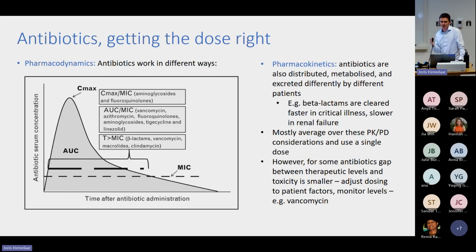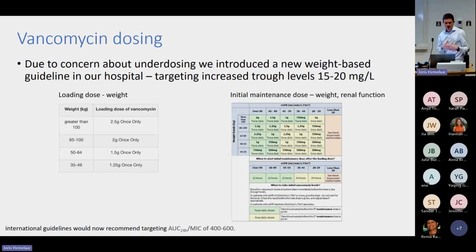And for many antibiotics, we can get away with actually using a single dose, or at least current practices. It may be that there are optimal, better ways of using antibiotics, but for some antibiotics, actually, the gap between what's sufficient to work and what's toxic is much smaller, and one of those is vancomycin. And so, due to a concern about underdosing in our hospital, we introduced a new guideline for how we should dose vancomycin in our hospital.